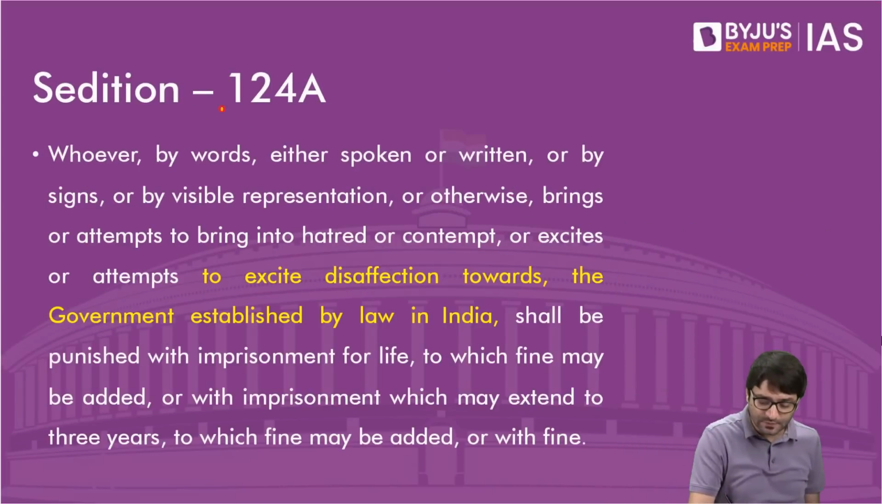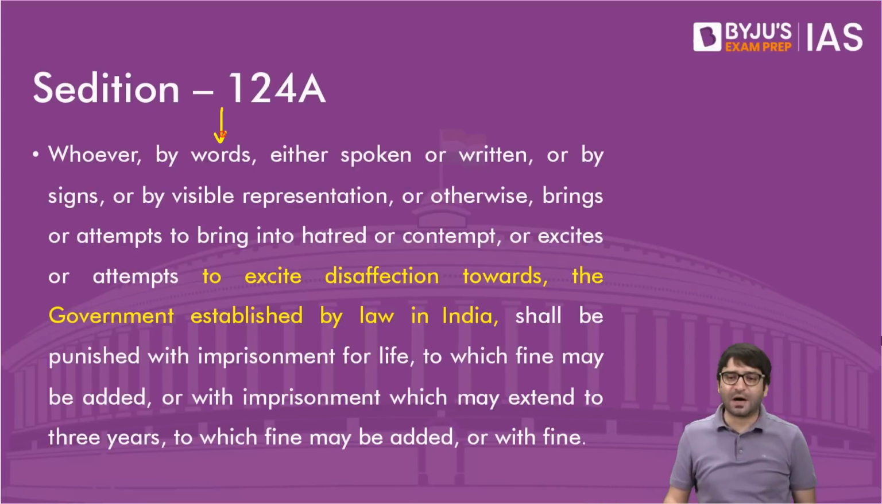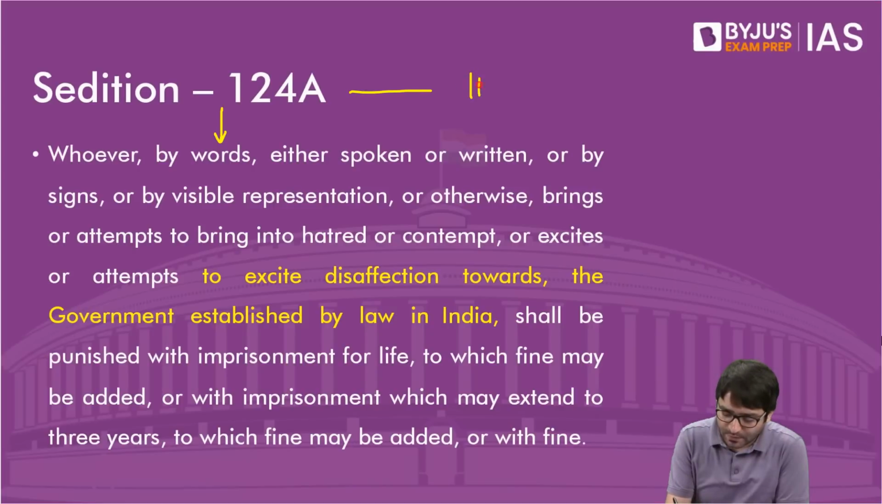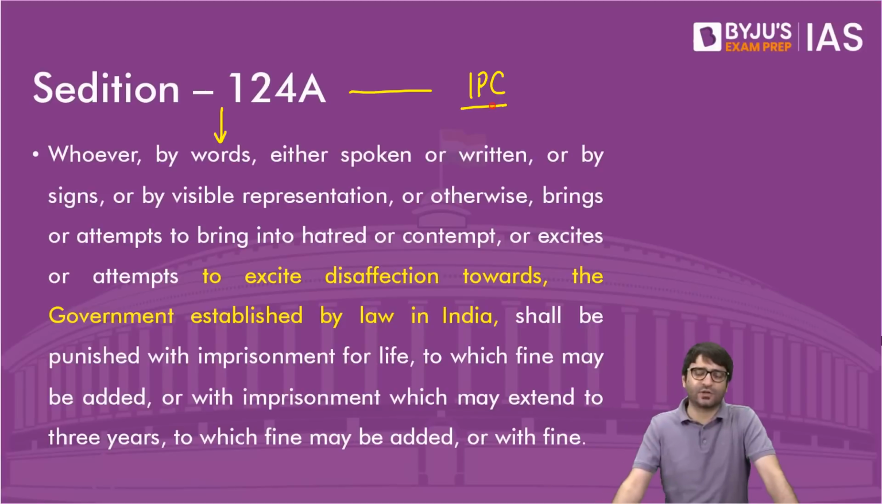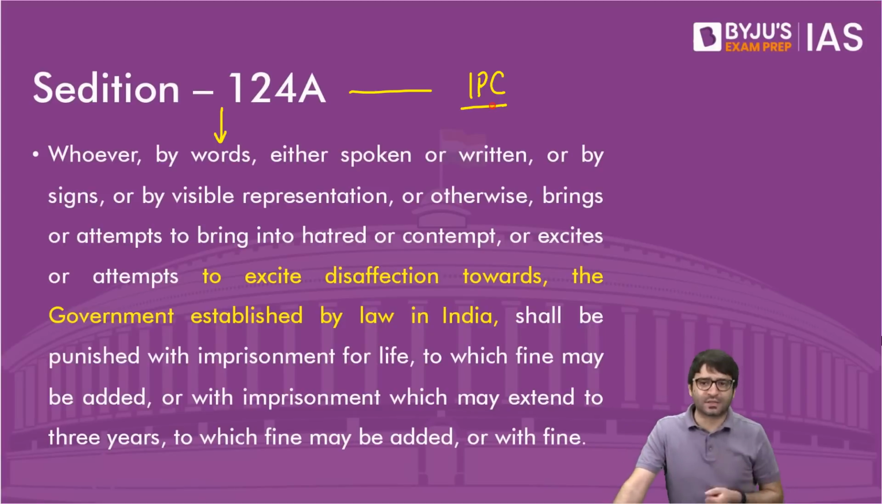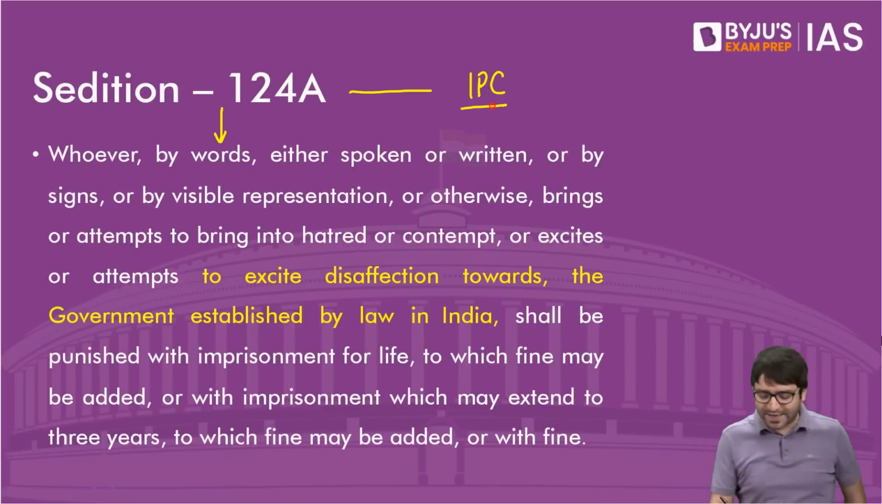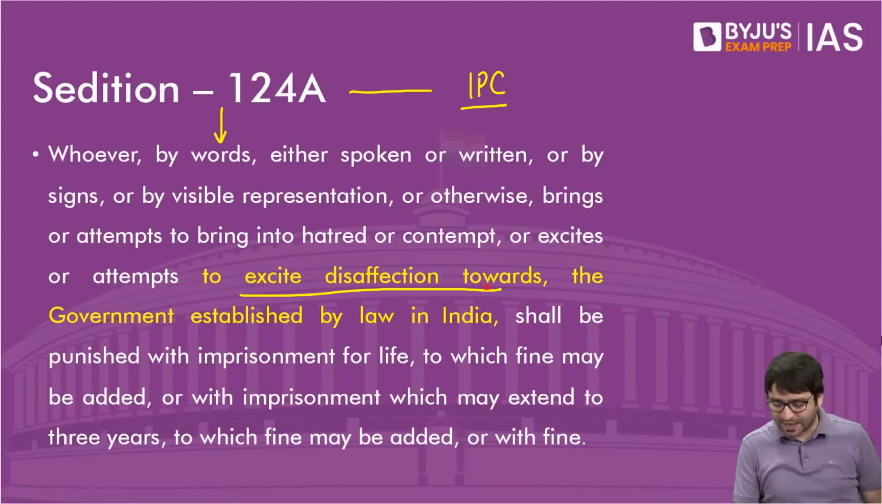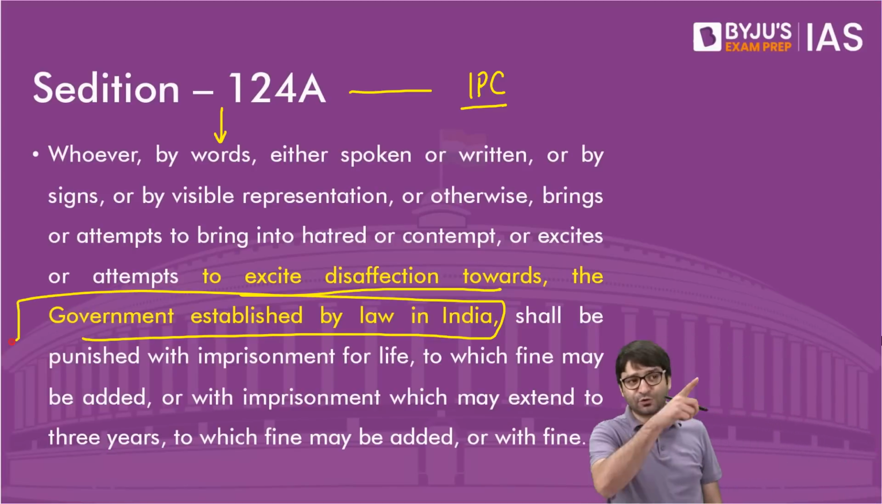Then comes sedition. Section 124A, part of the Indian Penal Code. What does the text of sedition law say? Section 124A says, whoever by words, either spoken or written, or by signs, or by any creative expression, or by cartoons, if you want to excite disaffection towards the government established by law, it is sedition, and we will sentence you to life imprisonment.